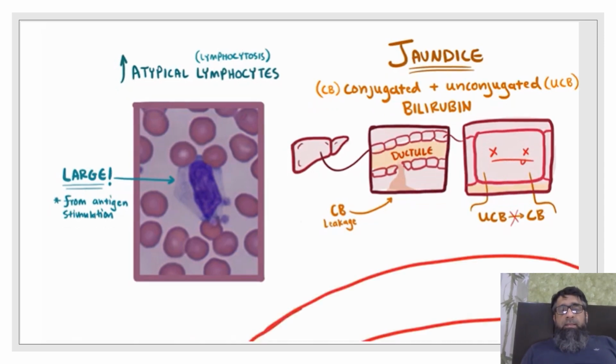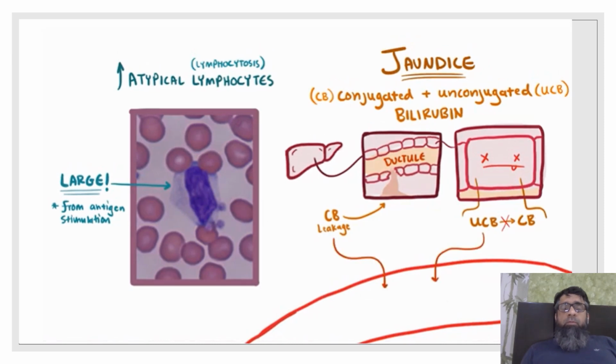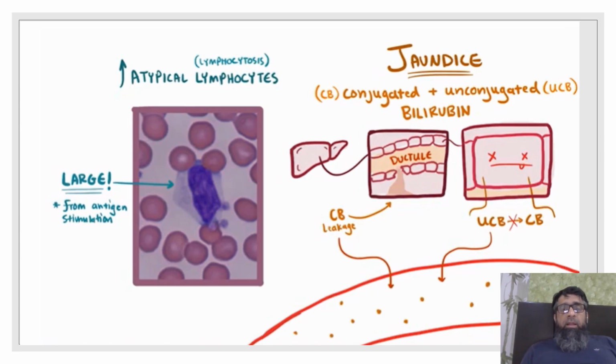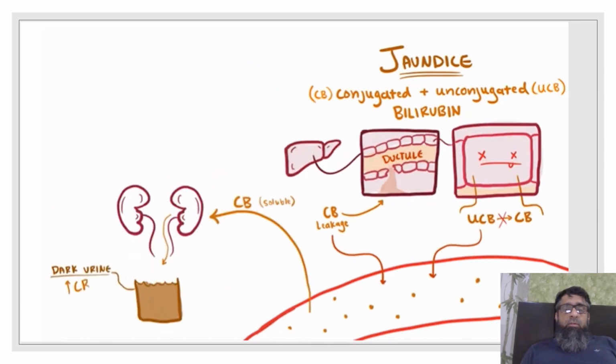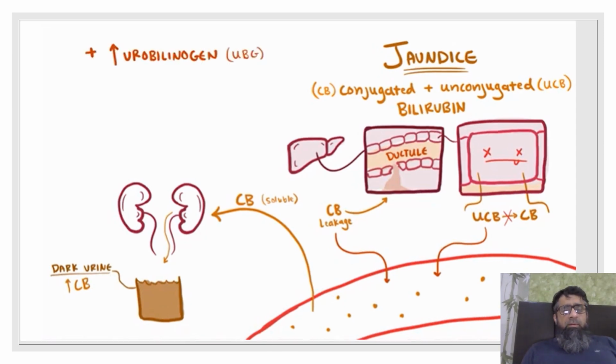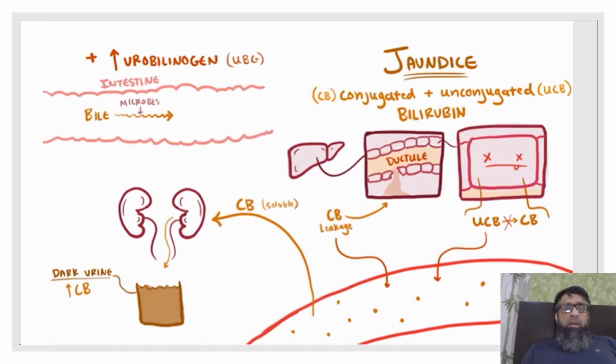So both of these unconjugated and conjugated bilirubin go into the bloodstream and the level increases so much so that the conjugated bilirubin is excreted more through the kidneys, which causes dark urine. Similarly, at the same time, there is an increased level of urobilinogen. And where does it come from?